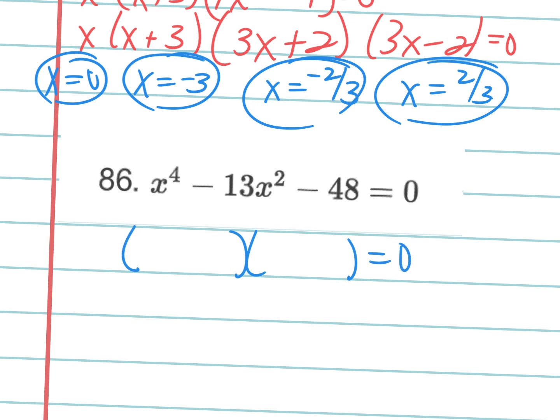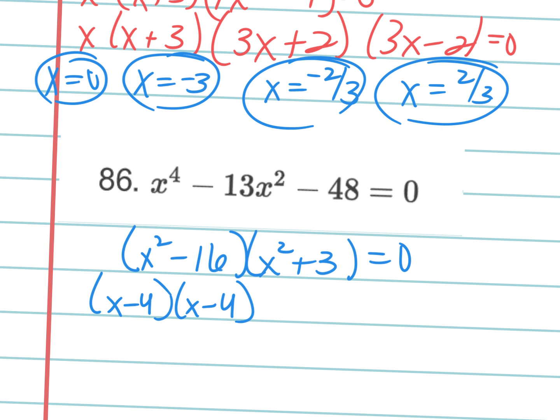Are there factors of x to the 4th that, if I could split them up, give me x to the 4th? So I could do x squared and x squared. And are there factors of 48 that would multiply to give me negative 48, but add to give me negative 13? Absolutely, that'd be minus 16 and plus 3. So I can then break down x squared minus 16 a little more, x plus 4, x minus 4.